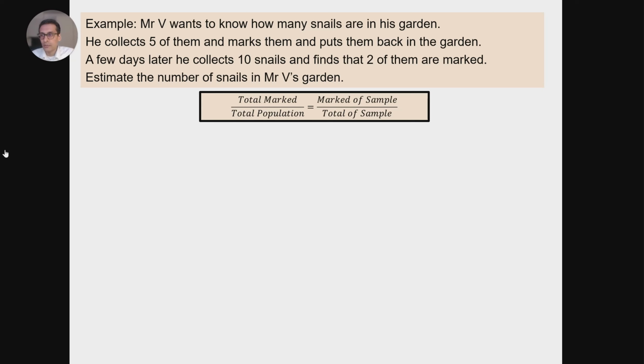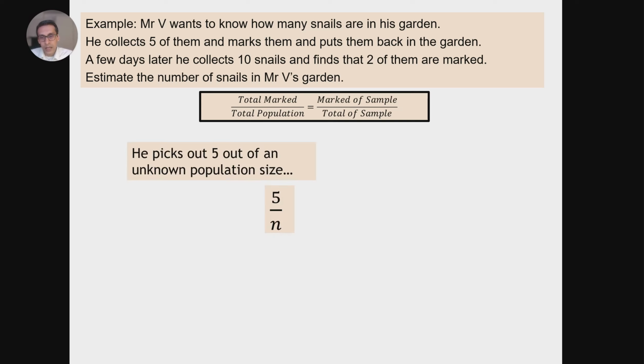Okay, so I'm now going to show you how to work this out. So first of all, we can see that he collects 5 and marks them and puts them back. So it's going to be 5 out of the whole population, which we don't know. So we're just going to call it 5 out of n. And then a few days later, he collects 10 and 2 of them are marked. So it's 2 out of 10 which are marked.